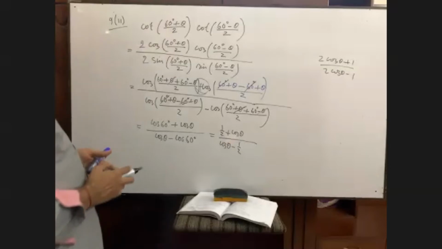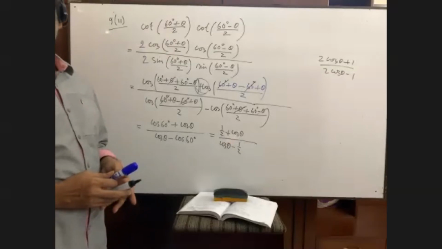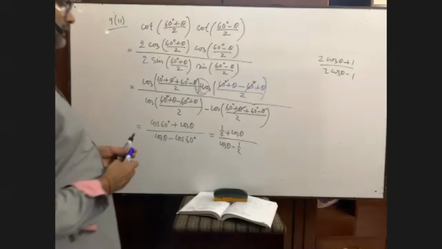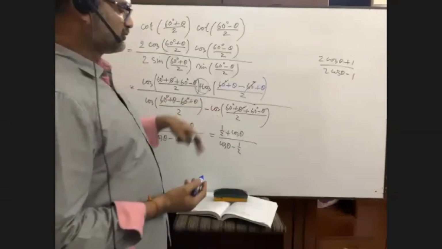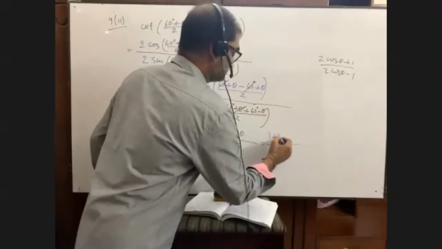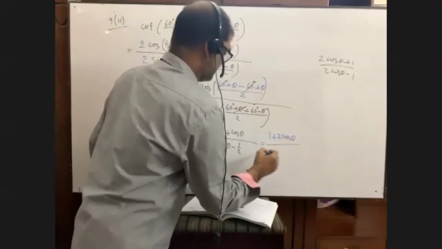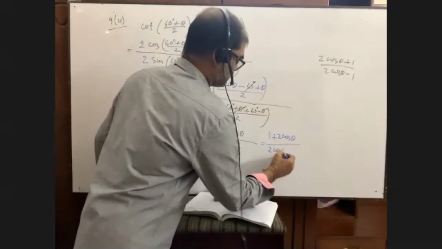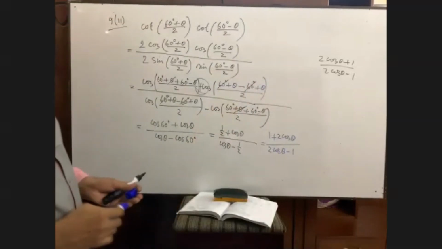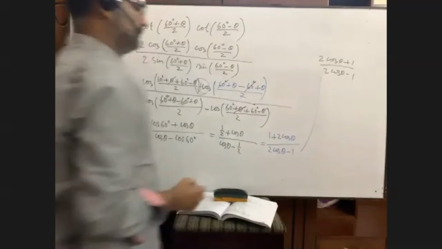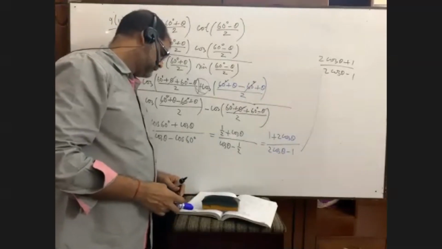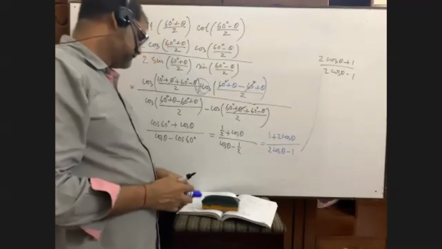Now what I told you, in the fraction of the fraction, there is 2 in the denominator. So we have to multiply all the terms by 2. Then what will I get? 1 plus 2 cos theta by 2 cos theta minus 1. I think you have got the proof. Okay? Yes, sir. Was it hard?